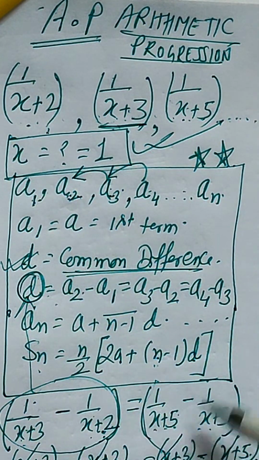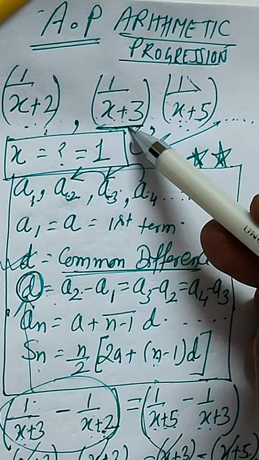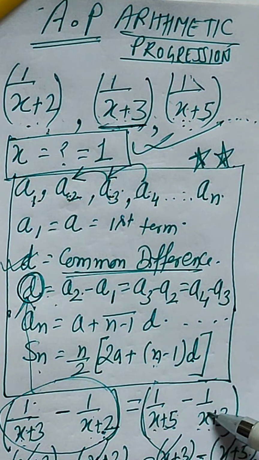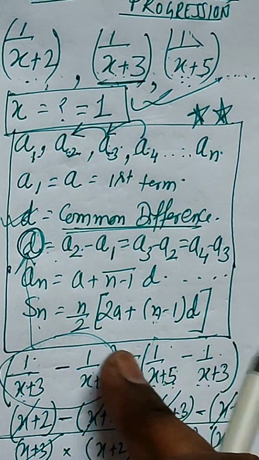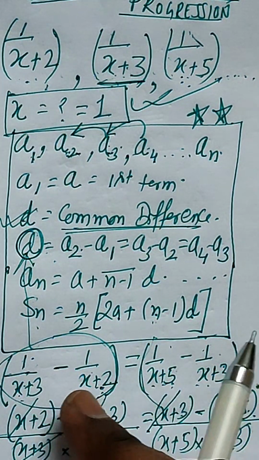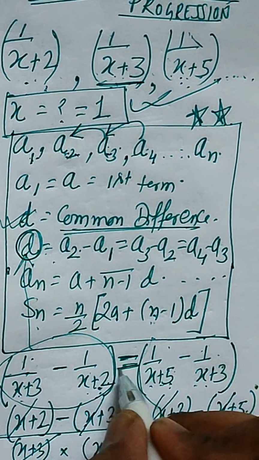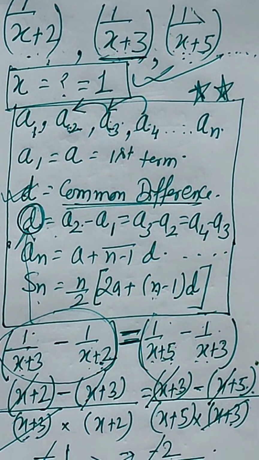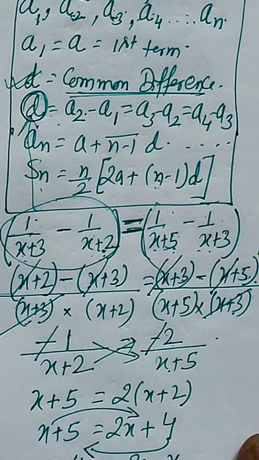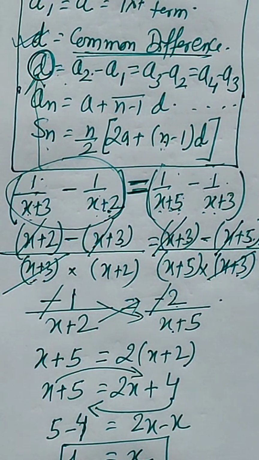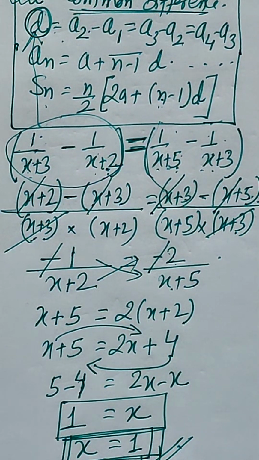And similarly here 1 by x plus 5 is the successive term to 1 by x plus 3, and this will give you the common difference 1 by x plus 5 minus 1 by x plus 3. Since both of these are the common differences, we equated them. And when we equated and solved it, we got the value of x. The value of x is finally calculated, and it is equal to 1, right? And this is your answer.